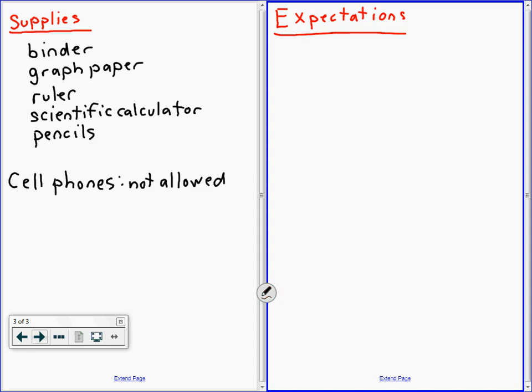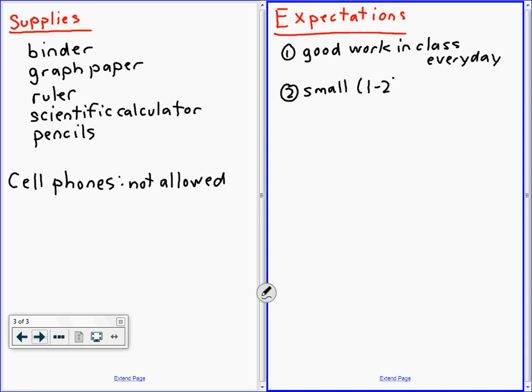Okay. The expectations are number 1. Good work in class every day. Okay, so the intent is here, this is the first period class. You're going to get work. You're going to get work as soon as you get in here until the end of the day. We're going to do work on paper. We're going to do work on the whiteboard. We're going to do work on the smart board. We're going to do work everywhere. But if you work well in class, there won't be much homework. The only homework I'm going to give is a small, and that's going to be 1 to 2 questions.